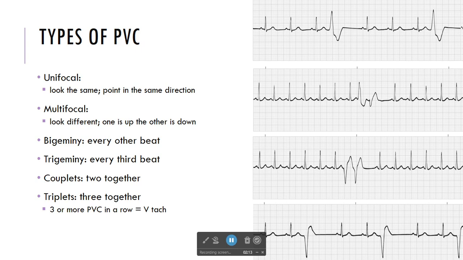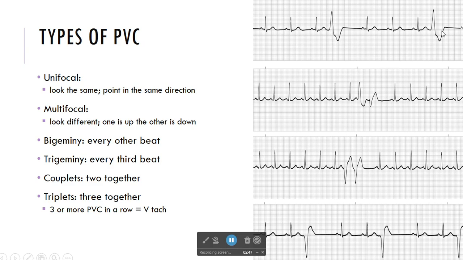Bigeminy means every other beat. Trigeminy is every third beat, and a couplet is 2 together. And so we have 2 examples of couplets. We have a multifocal couplet and we have a unifocal couplet. The more PVCs you have, the more concerning that is. If you have 3 PVCs in a row, it can be called a triplet, but it does meet criteria for being called VTAC.